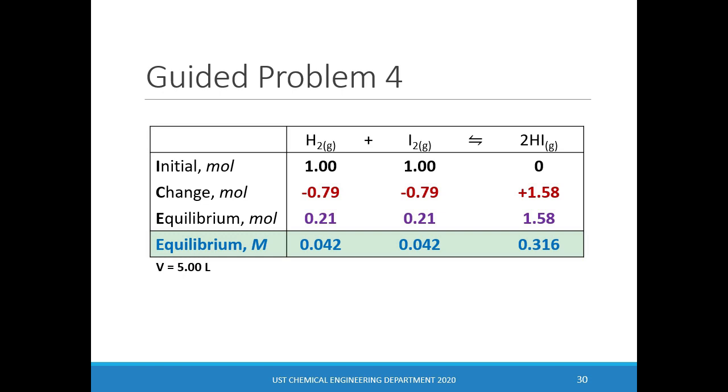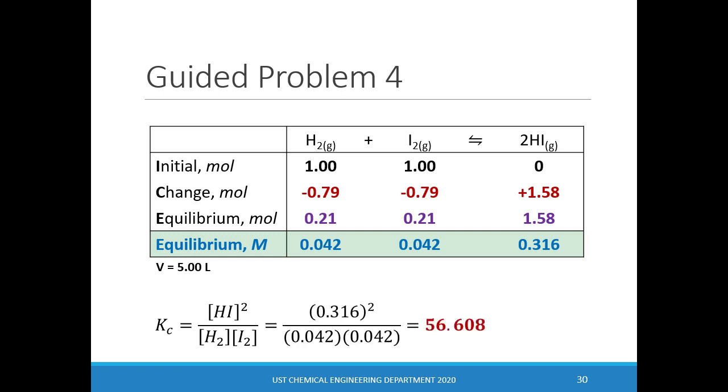To calculate the equilibrium constant, first, write the correct equilibrium expression. Remember that the equilibrium constants are calculated from equilibrium concentrations in molarity and not moles. Thus, it is important to obtain the molar concentrations first before being able to calculate Kc. Substituting the molar concentrations in the equation, we get Kc equal to 56.608.